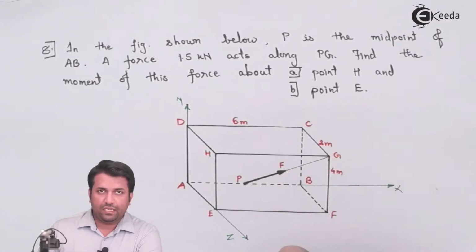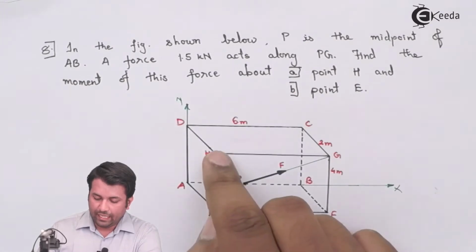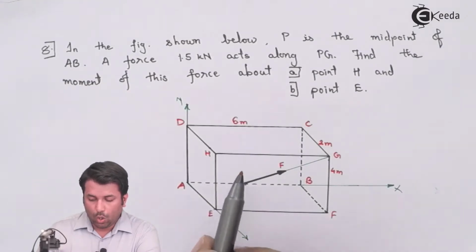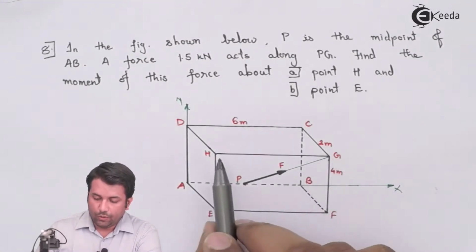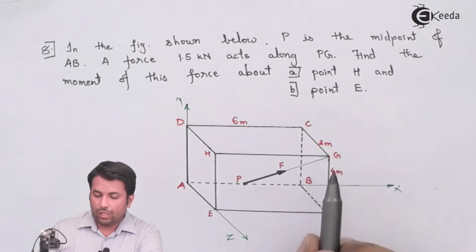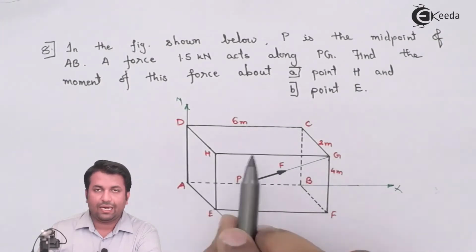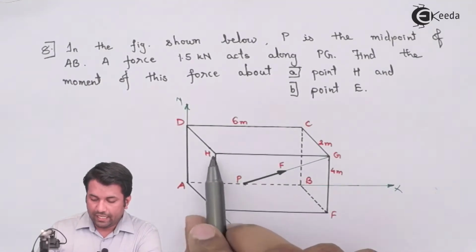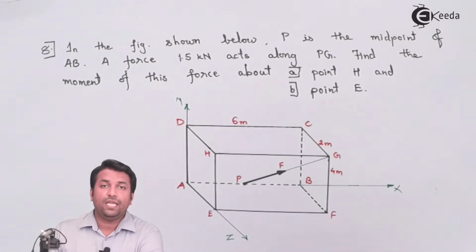I know the force magnitude, I need to find out the unit vector, that will be done. After this, if I am finding the moment of this force with respect to point H, I need to draw a line from H to P, or since this force is starting from P and ending at G, I need to draw a line from H to G. So I need to know the coordinates of these 2 points so that I can find the position vector HP or HG.